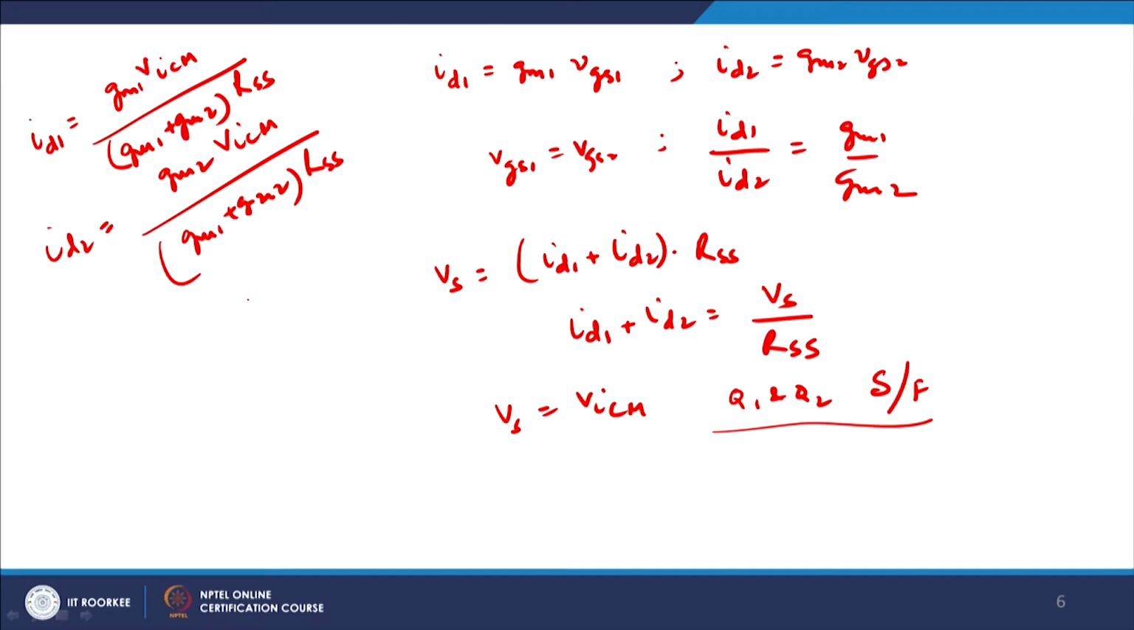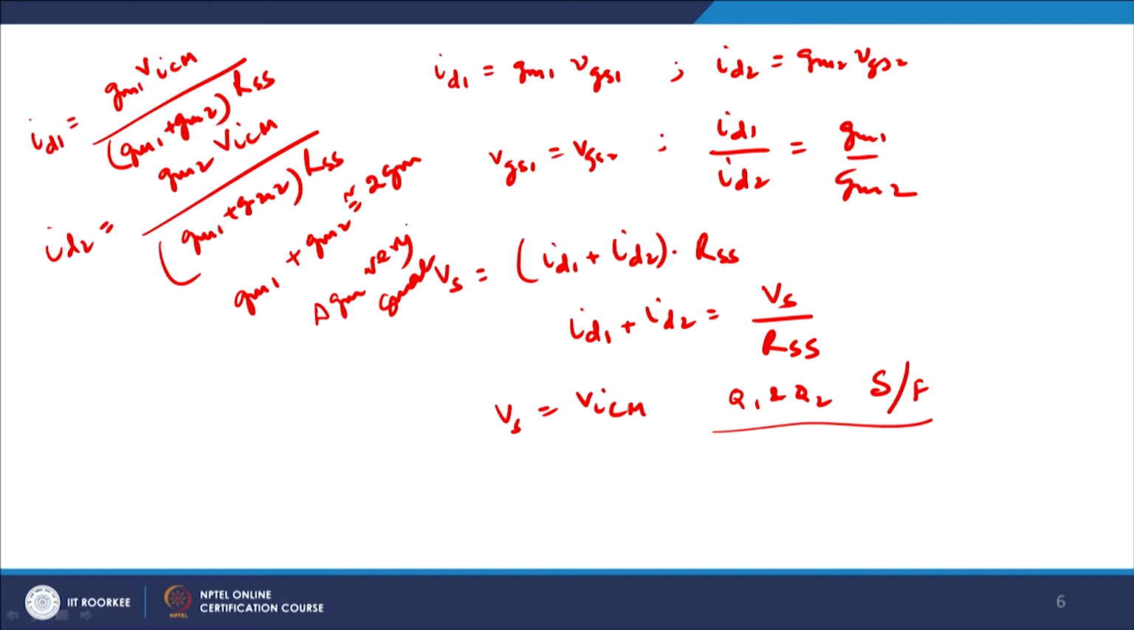Now if I assume that the difference between GM1 and GM2 is very small, then I can safely write GM1 plus GM2 is approximately equal to twice GM. So I can write twice GM here, assuming that del GM is very small. It is not 0 but it is relatively very small.